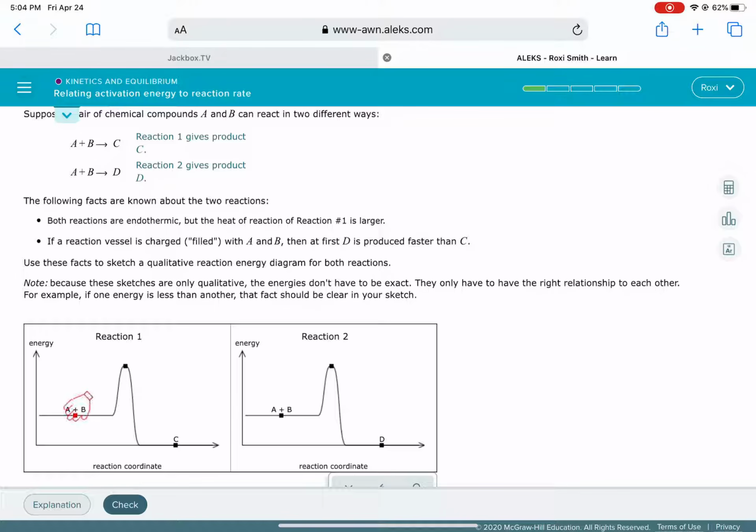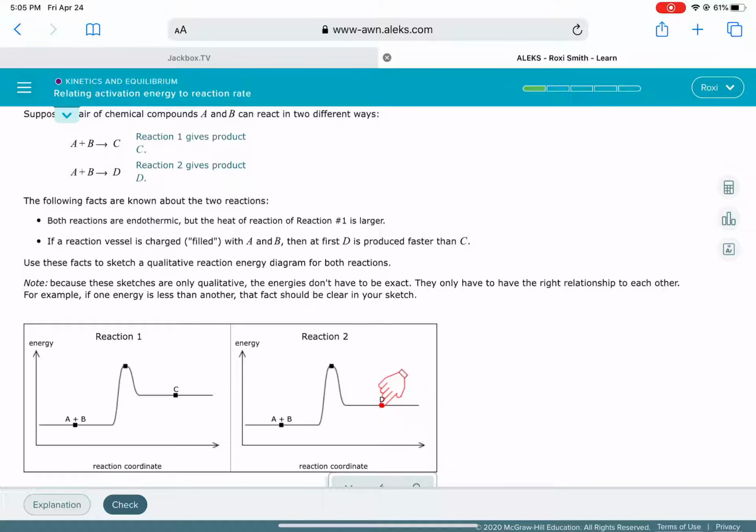And because we know that this is an endothermic reaction, I'm actually going to move my A and B down a little bit. And I need C and D to be higher in energy than my reactants. But I don't want C and D to be equal in energy to each other because they're two different molecules. So I don't want them to be exactly the same. So I'm starting here. Now I'm going to go back and read some more of the facts about the reaction.